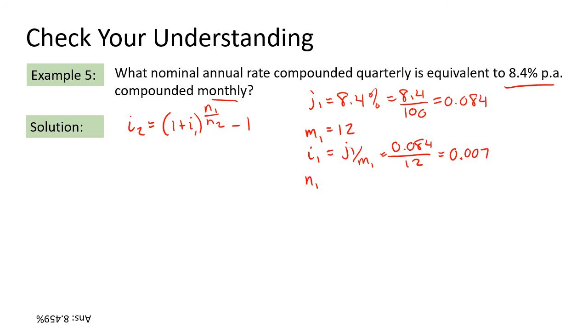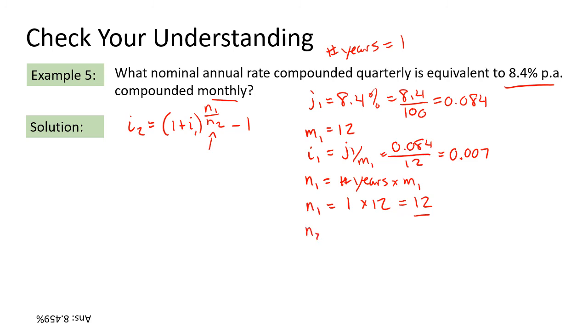Lastly, we need our number of compounding periods. Again, remember the formula, we're going to need a number of compounding periods for both. I did not provide it in the question, like I said, so number of years is equal to 1. So N1, number of years multiplied by the number of compounding periods per year is equal to 1 times 12, which is equal to 12.